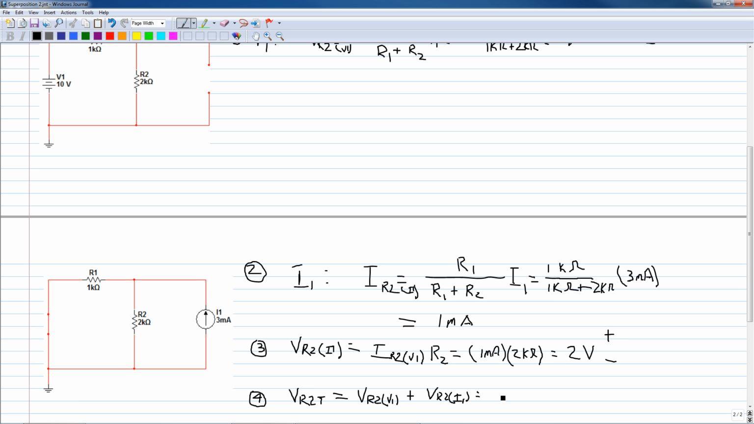Substituting, this is 6.67 volts plus 2 volts, which gives us 8.67 volts for the voltage across R2 due to both the voltage source and the current source. That concludes the video on superposition.